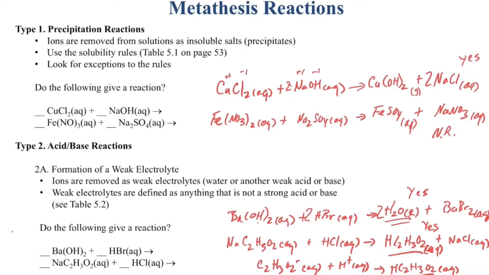So don't be confused by the fact that the water is not the only weak electrolyte. There are other weak electrolytes which include weak acids and weak bases. So if you form a weak acid or a weak base, those will not break up in the net ionic. They'll stay together, and then you'll have a reaction.